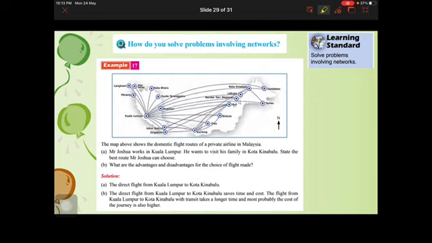If you can see from the map here, from Kuala Lumpur to Kota Kinabalu, there is a direct flight. The direct flight from Kuala Lumpur to Kota Kinabalu would be the best choice because it would save time and cost. This is the advantage of the route. The flight from Kuala Lumpur to Kota Kinabalu with transit takes a longer time, and most probably the cost of the journey is also higher. So that's the best choice for the route.